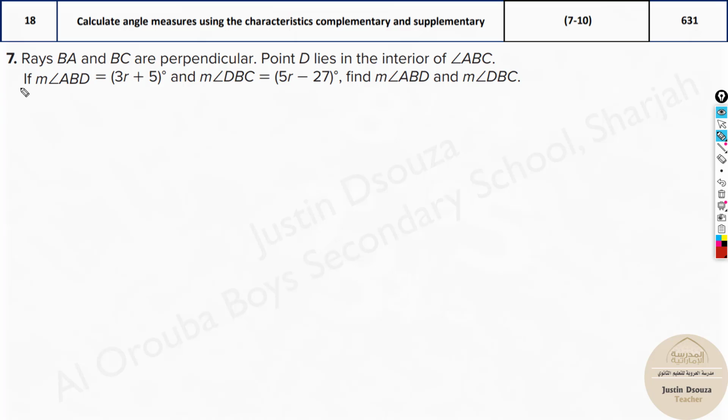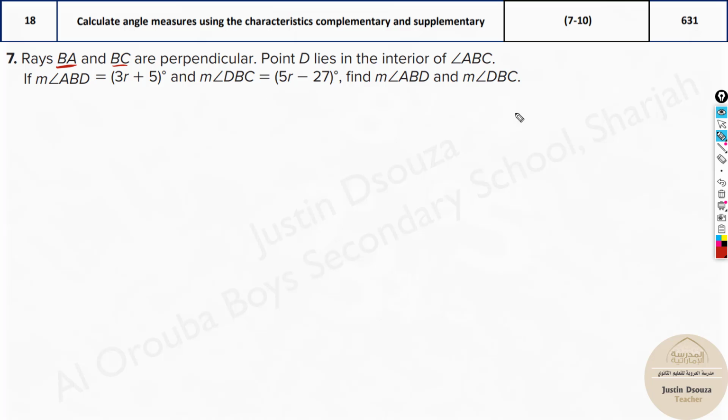Now question 7 is to find the measure of two angles, but they have given the situation to us. No diagrams, only the situation. Rays BA and BC are perpendicular. The point D lies in the interior of the angle ABC. The measure of angle ABD and the measure of angle DBC are given.